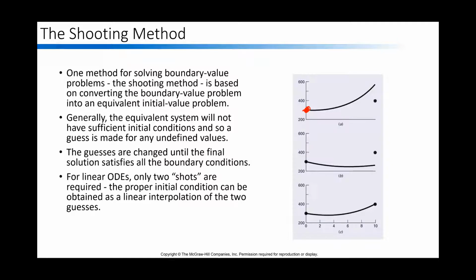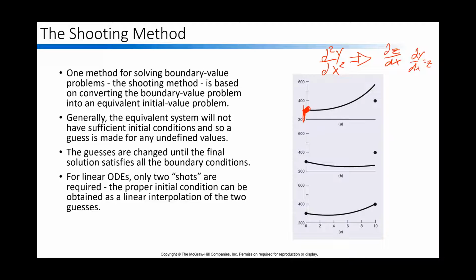Remember, we have to have at least a second order term, right? I have to have at least d squared y dx squared to have a boundary conditions problem. So we're going to split this up into two different equations: dz dx, and then we can say dy dx equals z. So we're going to split this into two.